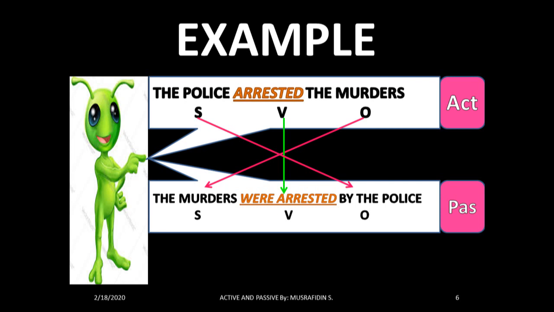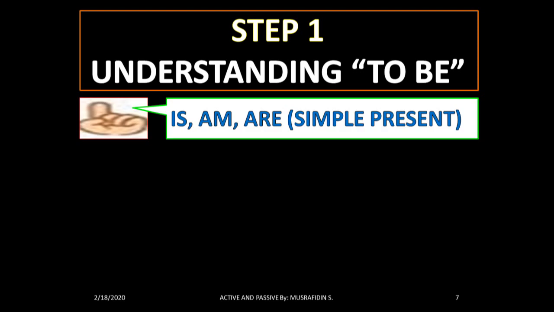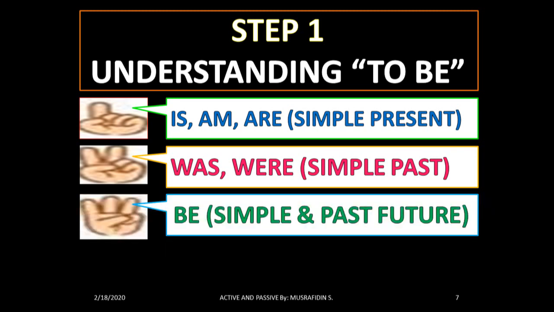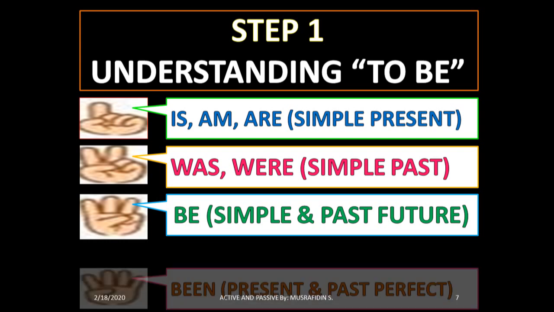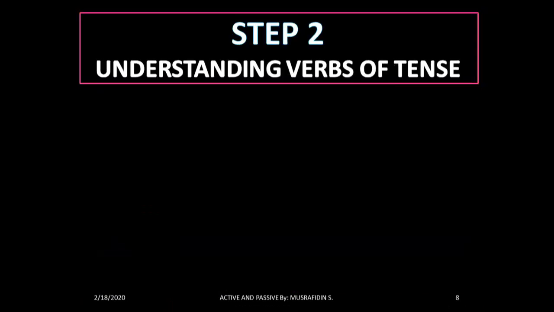Okay, in order to be clearer with this, let's follow the three easy steps in mastering passive voice. The first step is you have to understand to be in English, and no need to be worried. They are SMR for simple present, was were for simple past, be for simple and past future, been for present and past perfect.